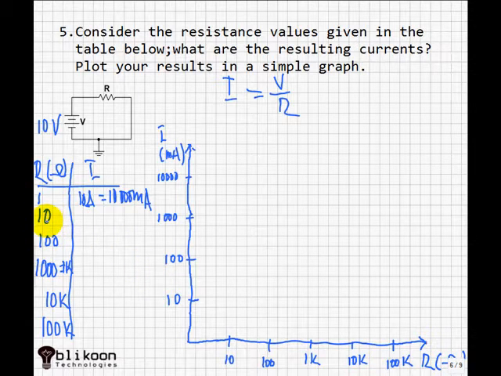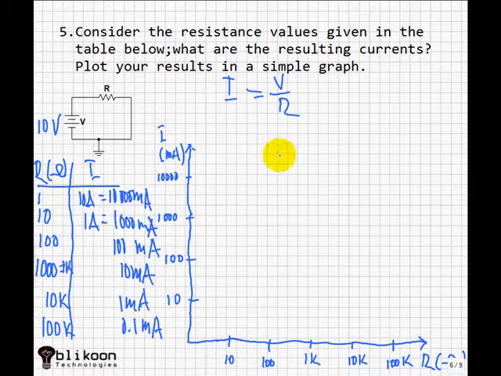So when resistance equals 10 ohms, current equals 10 volts divided by 10 ohms, which equals 1 amp, which equals 1,000 milliamps. We keep doing this. We have our current values now, and it's time to plot.